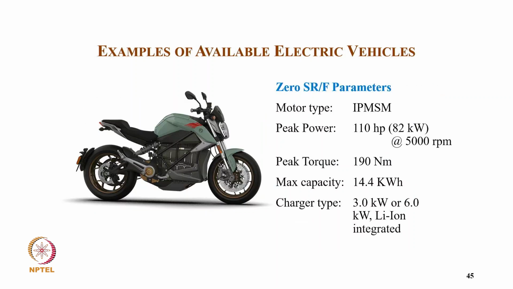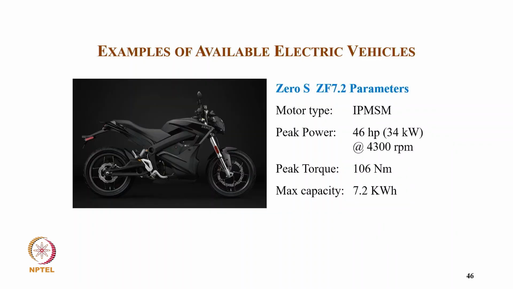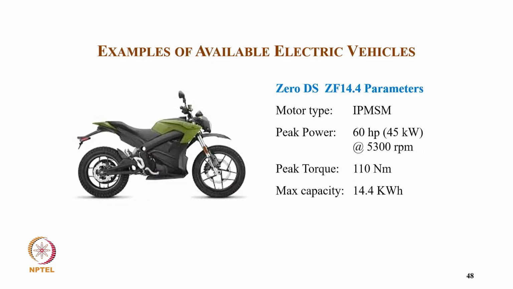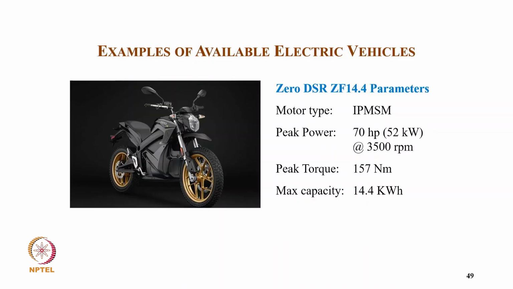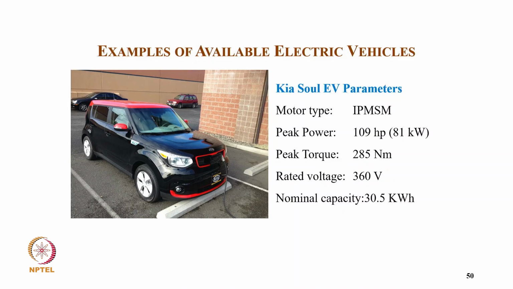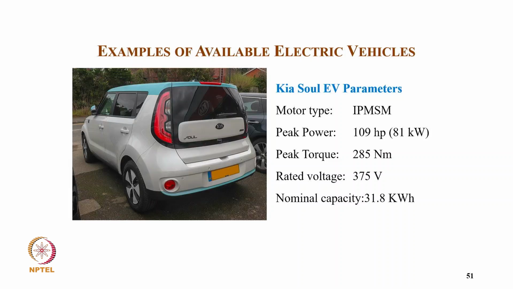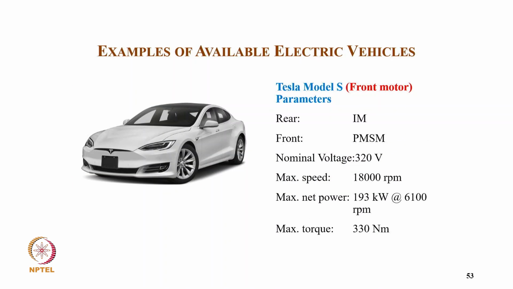Then typically two-wheelers, high rating two-wheelers, especially interior built permanent magnet motors with an 82 kilowatt motor for these two-wheelers, of course at high speed at 5000 rpm. Then another model of two-wheelers. Then the Kia Soul also uses the interior buried permanent magnet synchronous motor. Then the Kia Soul, another model.